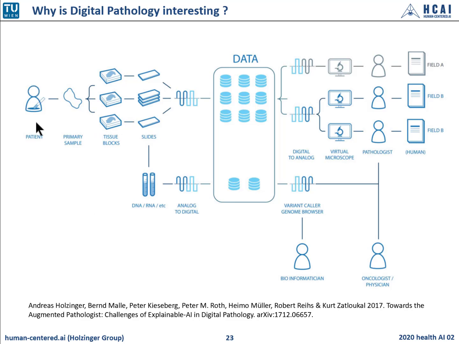So here we start with the patient. We have the primary sample here, and then we have these tissue blocks, and then we have these slides here. And then we have this DNA, RNA sequence data. Then you have the data stored. You have the virtual microscope with the pathologist, and the pathologist is producing the reports here. And then you can, for example, integrate the data from the bioinformatician, for example, with the genomic data, with the omics data.